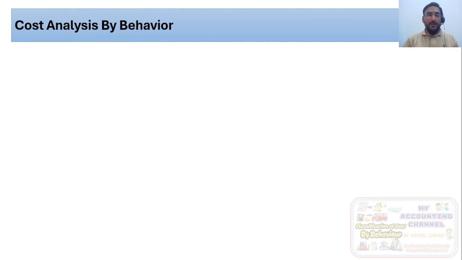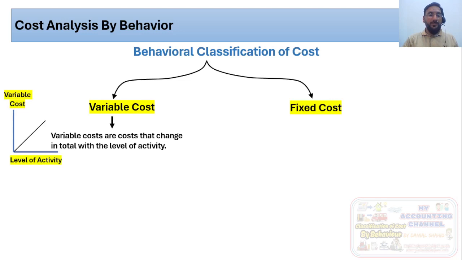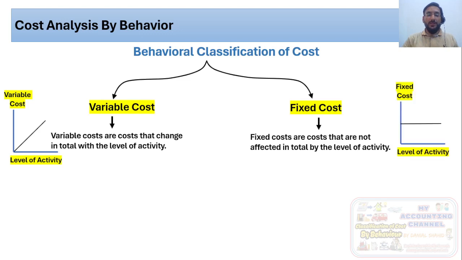Cost analysis by behavior. So we have two categories on the behavioral classification of cost. The first is variable cost, the second is fixed cost. We notice that variable costs are costs that change in total with level of activity, whereas fixed costs are costs that are not affected in total by the level of activity.